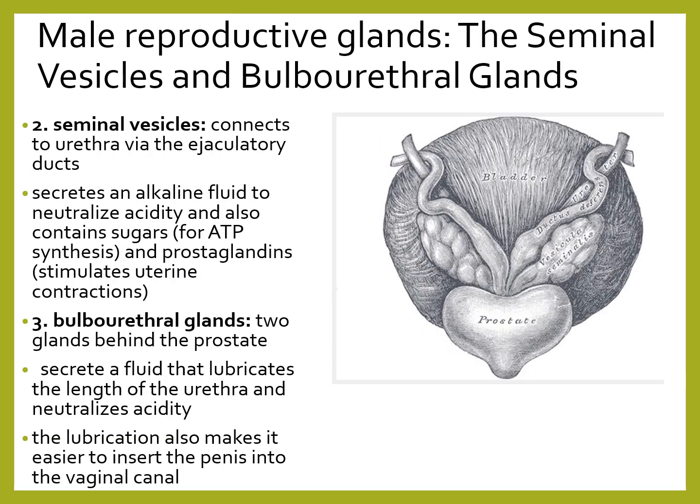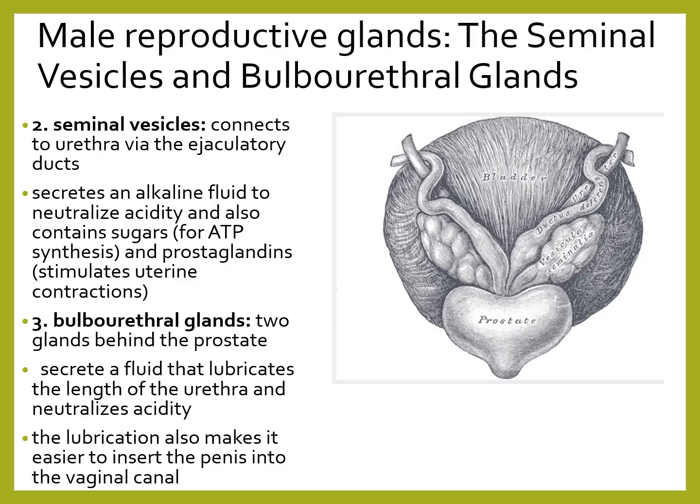Two seminal vesicles are found on the back of the bladder. Again, as I mentioned, they share a duct. They share a portion of the ejaculatory duct with the ductus deferens, or the vas deferens. So both the sperm coming from the vas deferens and the secretions of the seminal vesicles get dumped into the prostatic urethra via the ejaculatory duct. The secretions of the seminal vesicles are an alkaline fluid, again, to help counteract the acidity of the vaginal fluid.